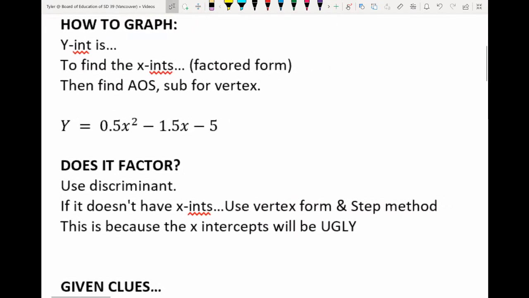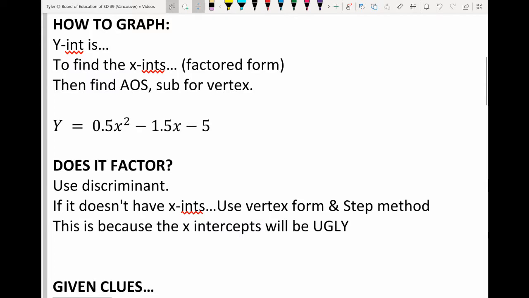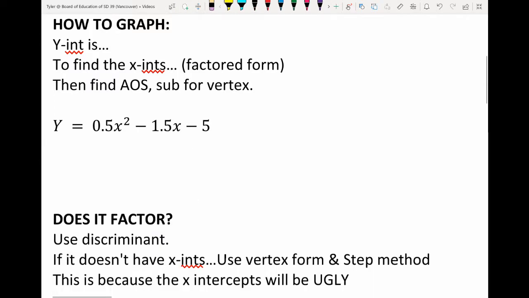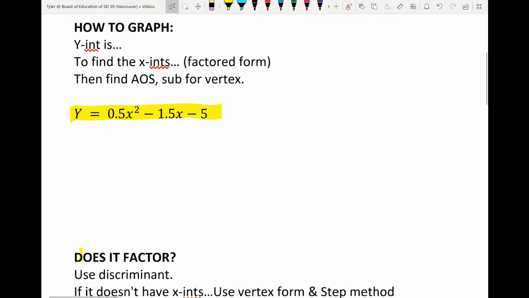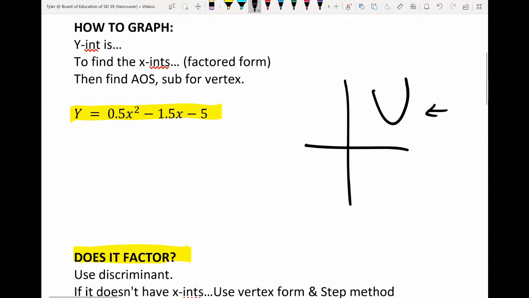So let's say we had this example right here. If this was our equation, before you even try to put it into factored form, we want to first realize, does it actually factor? Because we could try and do all this factoring stuff, and you could end up getting a parabola that looks like this. This doesn't actually have any zeros. So this equation in factored form won't work. You would have to use vertex form.